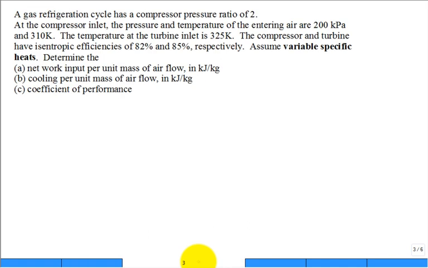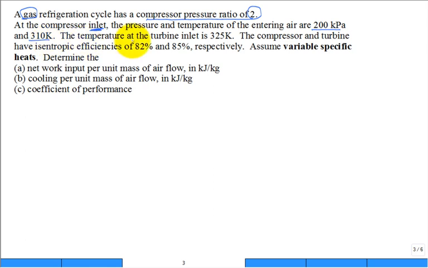So let's solve a problem. We have a gas refrigeration cycle. When you see that gas, you're thinking ideal gas, Brayton refrigeration cycle. Using what as a working fluid? Air, unless you're told otherwise. Somebody could specify carbon monoxide, carbon dioxide, nitrogen, or whatever, but if it's not specified, it's air. It has a compressor pressure ratio of 2. The inlet to the compressor has a pressure of 200 kilopascal and a temperature of 310.